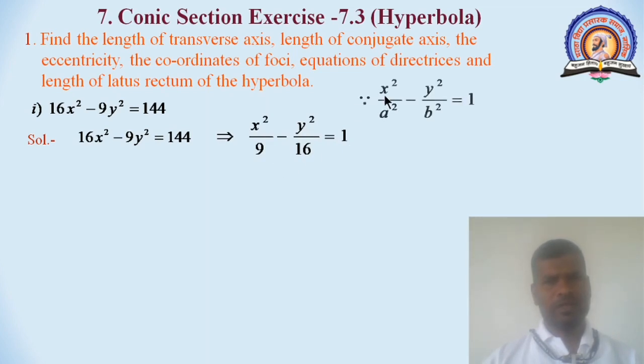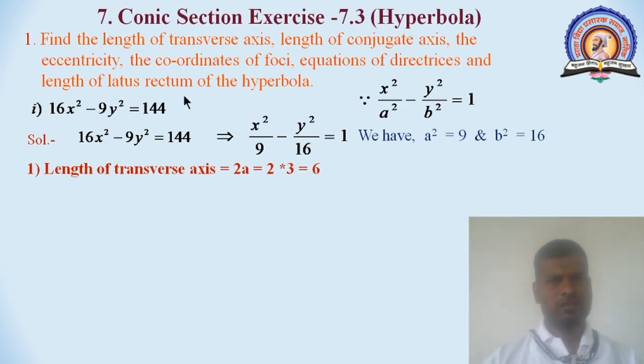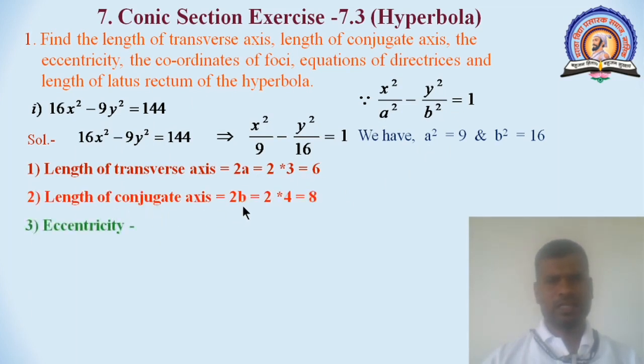On comparing with the standard equation x square upon a square minus y square upon b square is equal to 1, we have a square is equal to 9 and b square is equal to 16. Now first, the length of transverse axis is twice a. The value of a is 3, so 2 into 3 is 6. Length of conjugate axis is twice b. The value of b is 4, so 2 into 4 is 8.